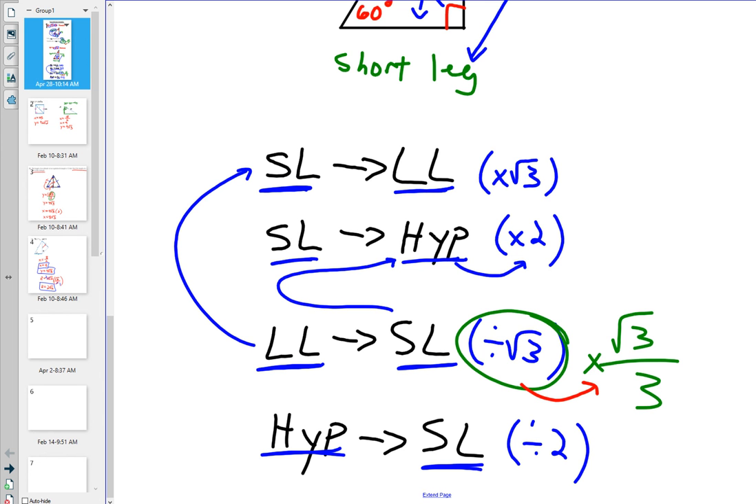Just figuring out what they're giving you and what we need to find. Am I going too fast?